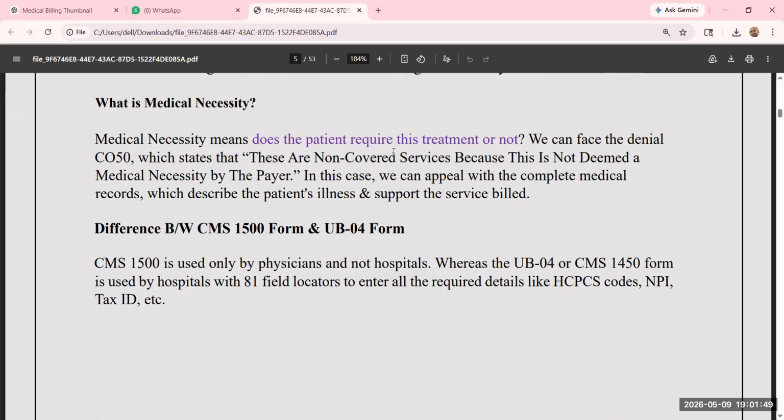So we need to check the compatibility of the diagnosis with a CPT code. That comes under medical necessity. A lot of denials we are facing are CO-50 in medical coding. So whenever you see this, you can check the compatibility.